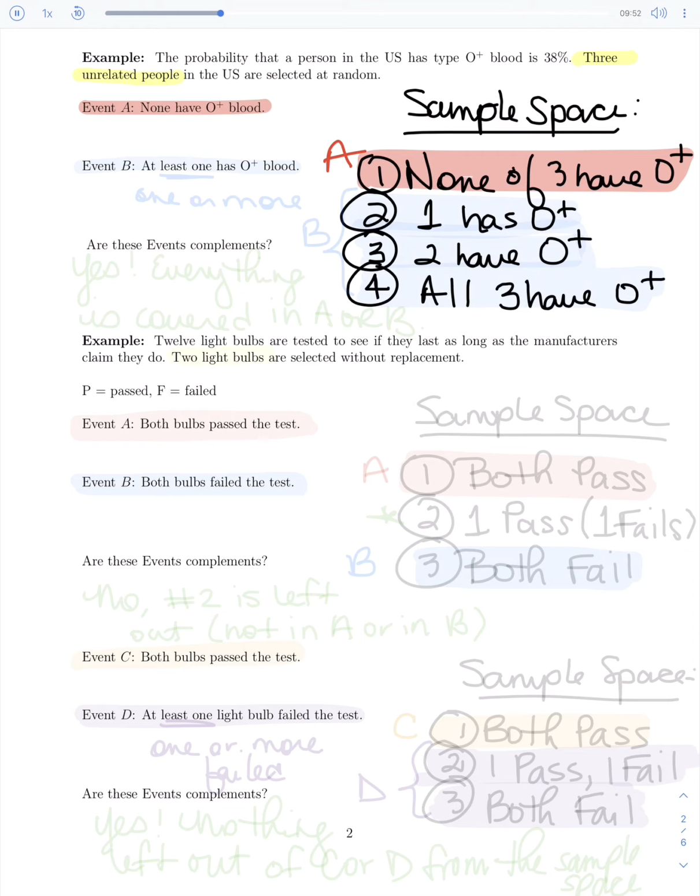Event B is that at least 1 has O positive blood. Again, just like a couple problems ago, the key is that at least 1 means 1 or more. So 1 or more means I'm going to include that if only 1 has O positive. I'm also going to include if 2 have O positive because that's more than 1. Or even all 3 could have O positive. That's also going to be included. So all 3 of these last ones are going to be included in event B.